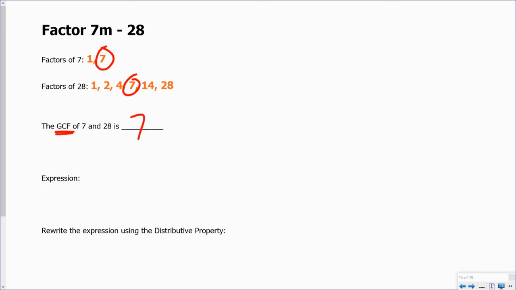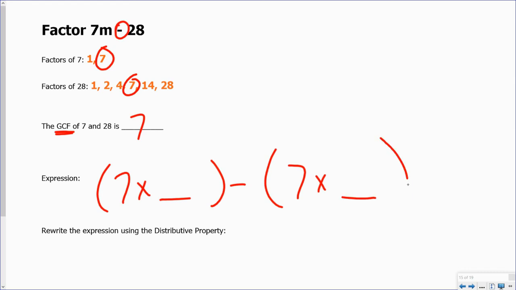And so when I write my expression, I'm going to put 7 times some number. Again, this one's subtraction, minus 7 times another number. Again, this first one is 7m. So if I've taken 7 as a greatest common factor, 7 times what gives me 7? And that would be 1, and the m comes along with it. So it would be 1m, or like we can write it as 7 multiplied by m, minus 7 times what gives me 28. And when I do that, that would be 4.